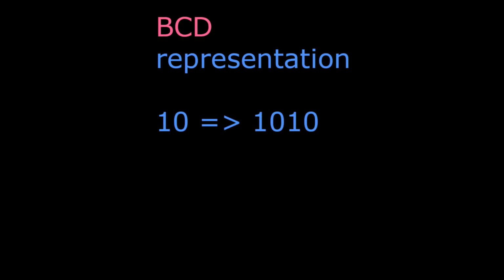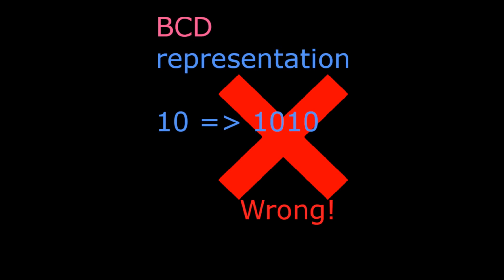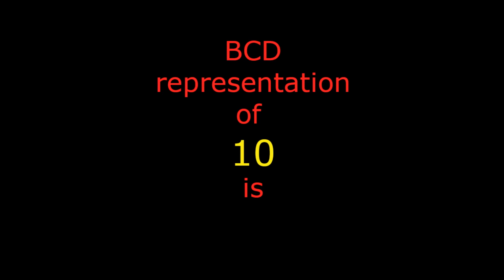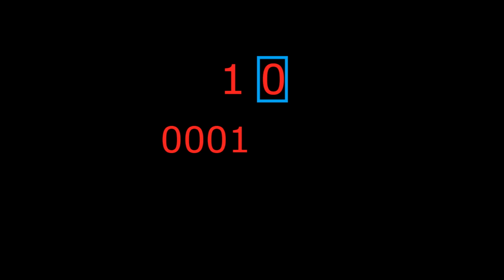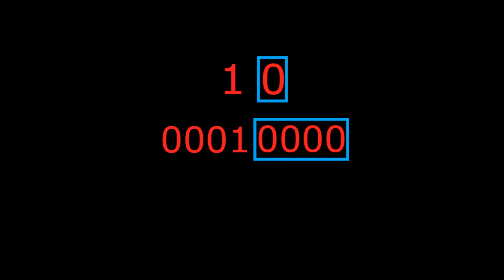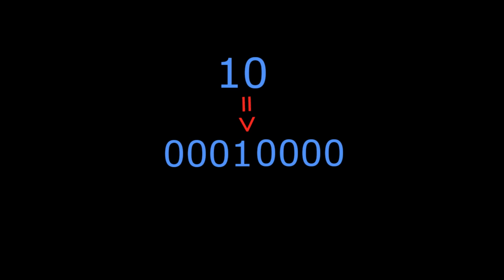But if decimal 10 is represented in BCD like 1010, it will be wrong. So how would decimal 10 look like in BCD? Just consider 10 as 1 and 0. First consider 1, convert it into binary and then represent in nibble form, that is 0001. Next consider 0, convert it into binary and represent in nibble, that is 0000. So decimal 10 will look like this in BCD.